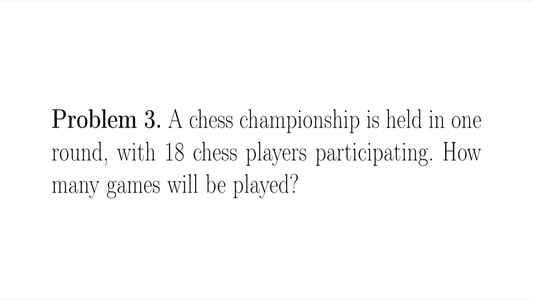Let's solve problems about the number of combinations. Problem 3. A chess championship is held in one round, with 18 chess players participating. How many games will be played? Solution. To calculate the games for one round, we need to compare each player with each other. This means that each of the 18 chess players must play against all the others. That's 17 games per player. But each game involves 2 players, so we get the answer.